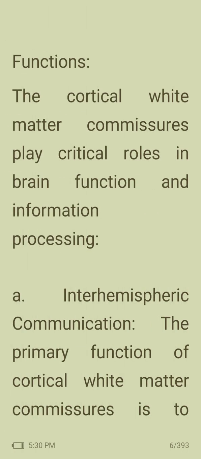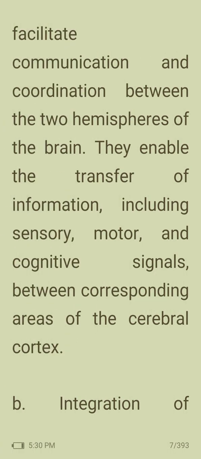The cortical white matter commissures play critical roles in brain function and information processing. Interhemispheric communication. The primary function of cortical white matter commissures is to facilitate communication and coordination between the two hemispheres of the brain. They enable the transfer of information, including sensory, motor, and cognitive signals, between corresponding areas of the cerebral cortex.